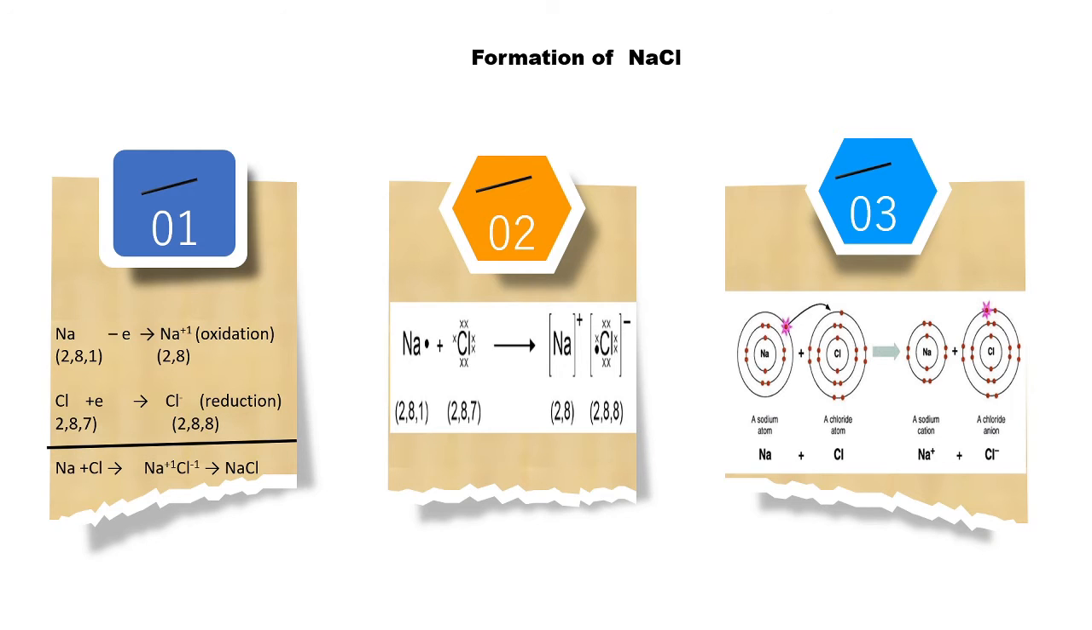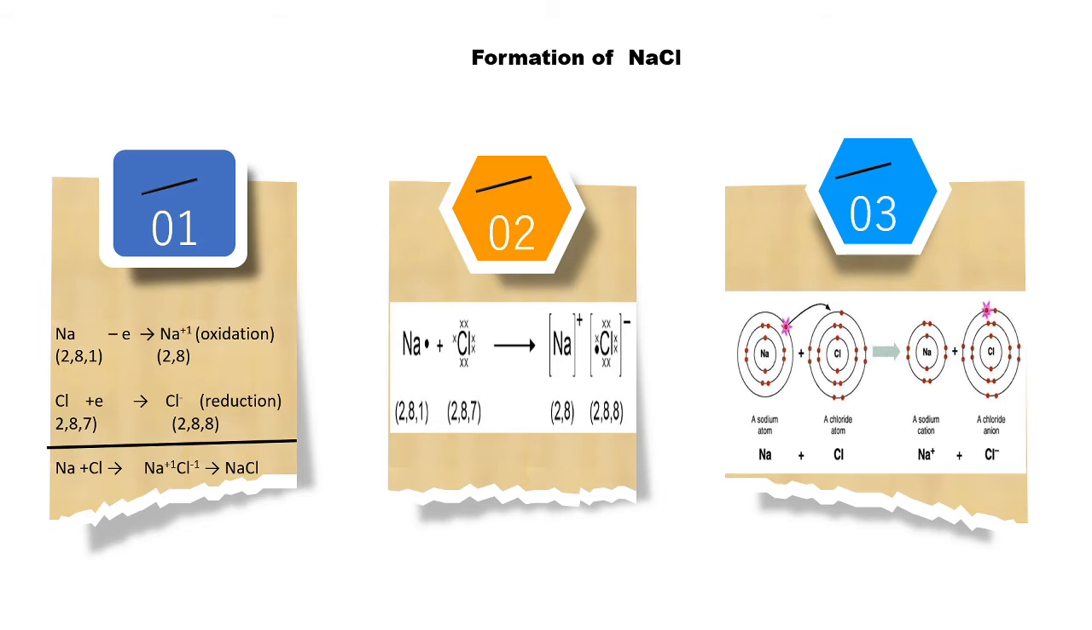NaCl, that is sodium chloride, is formed as a result of transfer of one valence electron from a metallic sodium atom whose electronic configuration is 2, 8, 1 to a non-metal chlorine atom whose electronic configuration is 2, 8, 7. So now the question arises, how do these atoms attain stable electronic configuration? So individual atoms attain stable electronic configuration.